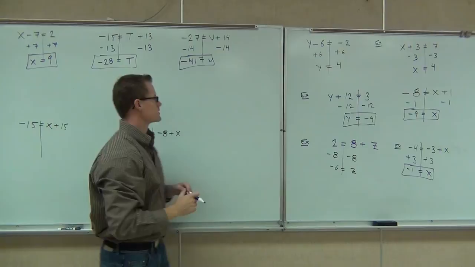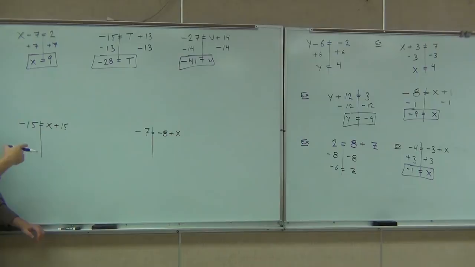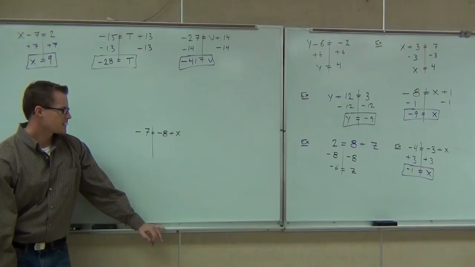Okay, next up. What do we do here? Subtract 15. So we're going to subtract on both sides, of course. Am I going to get 0? You get negative 30. Good, yeah. Don't fall into that trap of just saying the same thing and giving 0. That really does need to be negative 30. And lastly, we have negative 7 equals negative 8 plus x. What do we need to get rid of?